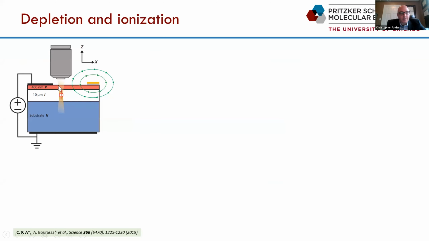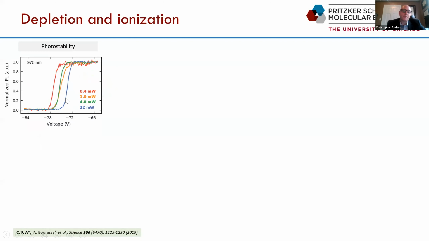So now we have spins inside of this diode. What do you do? Well, you start applying voltages. So we apply reverse bias and we monitor the photoluminescence from a single defect. At first it's happily emitting single photons. And then at around minus 75 volts, it suddenly goes dark.